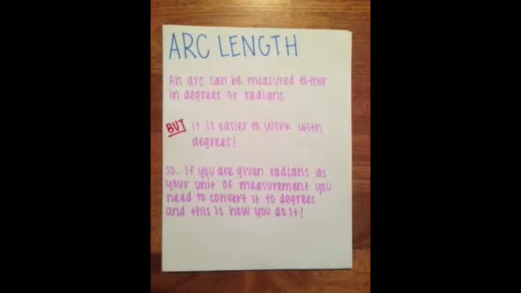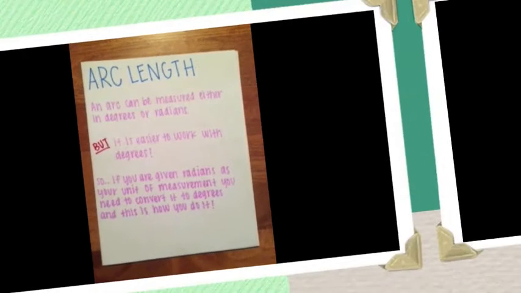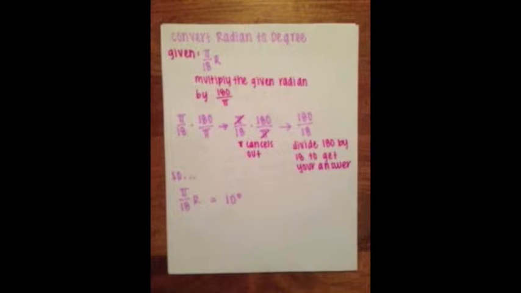So if you were given radians as your unit of measurement, you need to convert it to degrees, and this is how you do it. So we're going to convert radians to degrees. We're given pi over 18 radians, and we're going to multiply those by 180 over pi. So we have pi over 18 times 180 over pi. The two pi's cancel out, and that gives us 180 over 18. And so we're going to divide 180 by 18 to give us our answer. So pi over 18 radians is equal to 10 degrees.